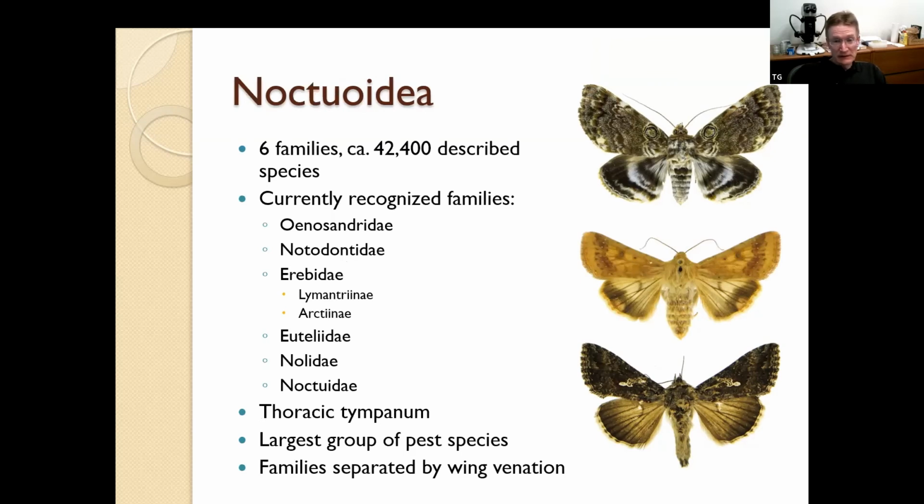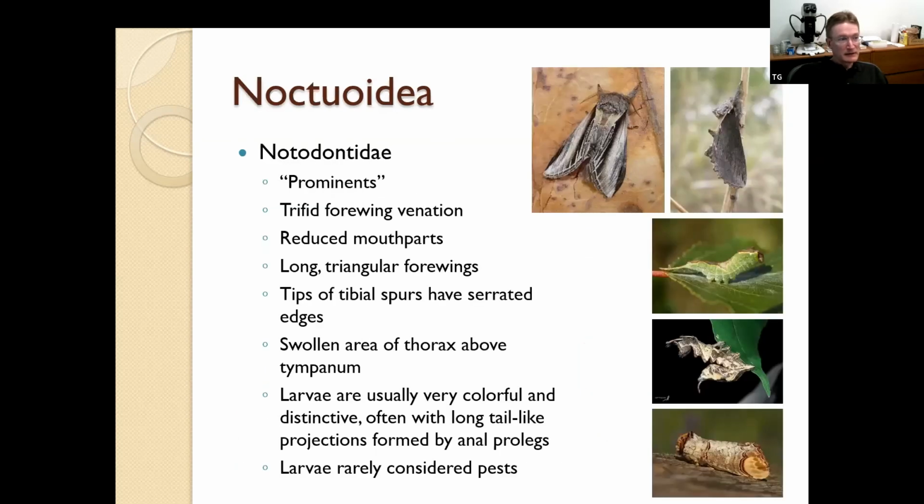It certainly contains the largest number of pest species. You can separate the families by wing venation. It can be somewhat difficult to figure out some of these things, but you can generally tell which family they belong to by the way they look for a lot of these common groups. So the notodontids is one of the larger families. This does not contain any major pest species that I'm aware of.